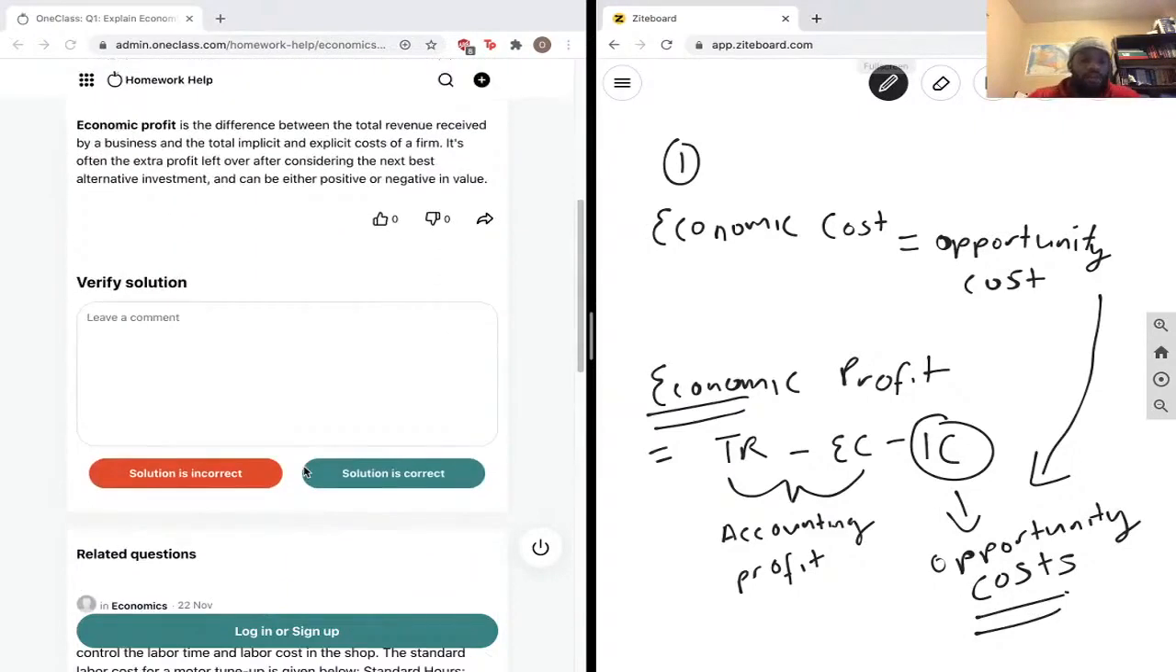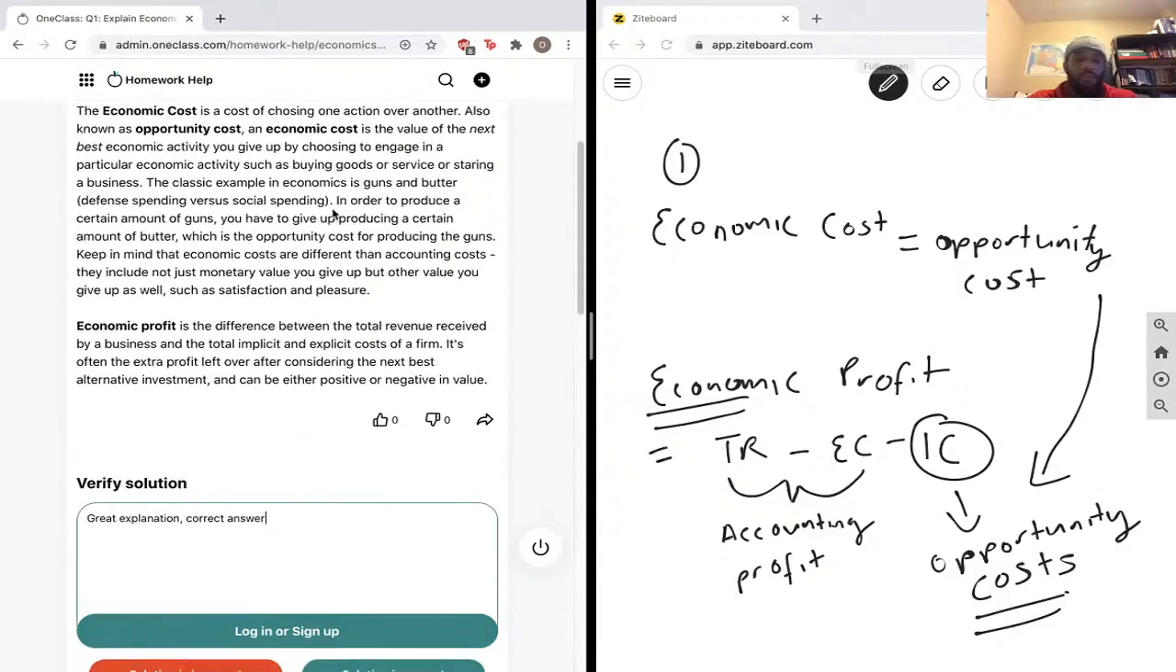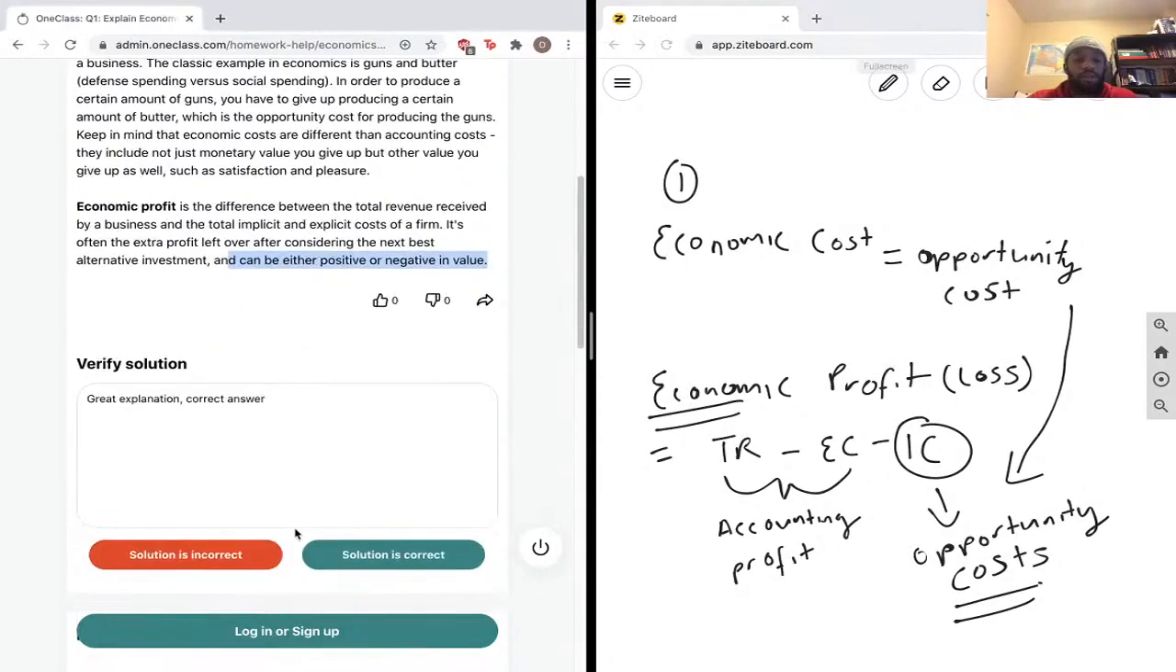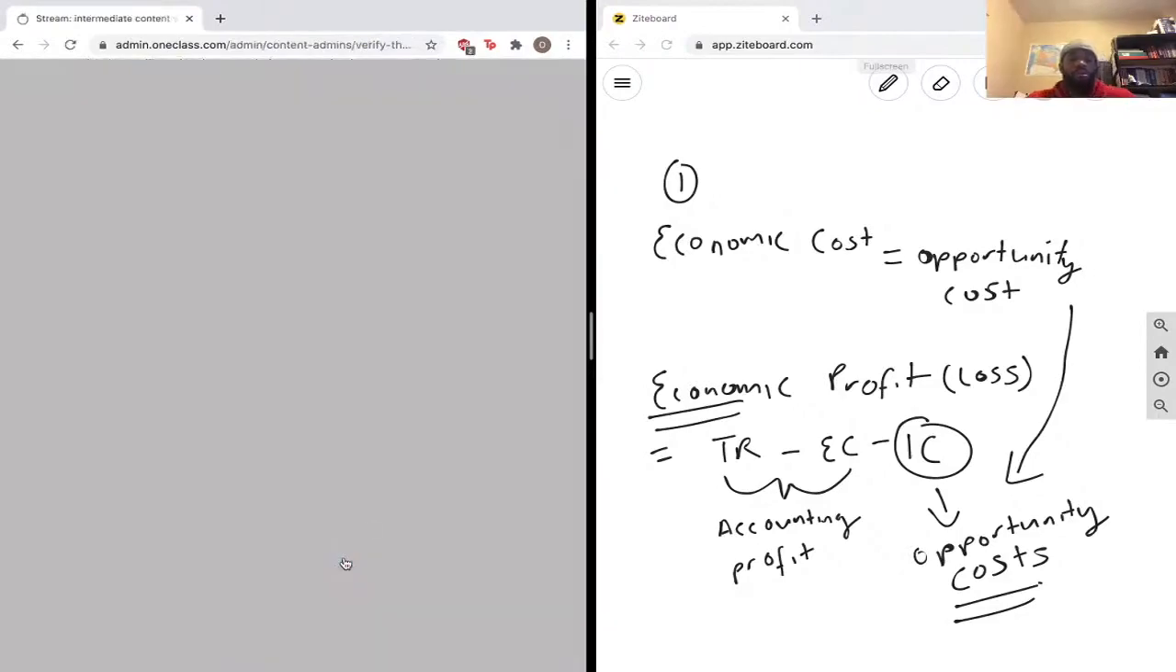So this is a great explanation, and it's a correct answer. One thing I will add is that it can be positive or negative. Obviously, if it's positive, it's an economic profit, and if it's negative, it's an economic loss. That being said, mathematically, it is possible to have an accounting profit but have an economic loss.